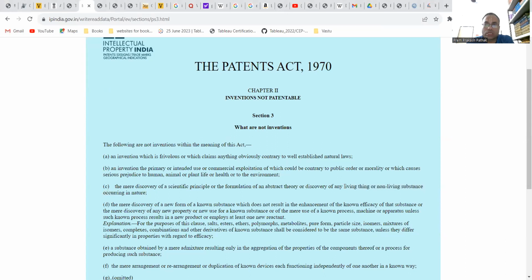So these living things, bacteria, organisms, where there is no genetic modification, any element that occurs naturally and is found in nature, and no modification has been done and no process is involved, it just occurs in nature. Those things are not patentable.